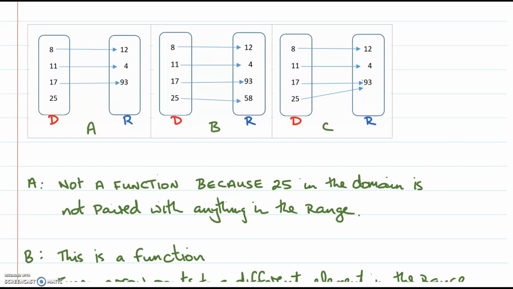Are the functions onto? In other words, to check whether or not they're onto, just check is everything in the range used. The 12 is used, the 4 is used, the 93 is used, and the 58 is used. Okay, everything there is used, so that's onto. The 12 is used, the 4 is used, and the 93 is used. So that's onto as well.